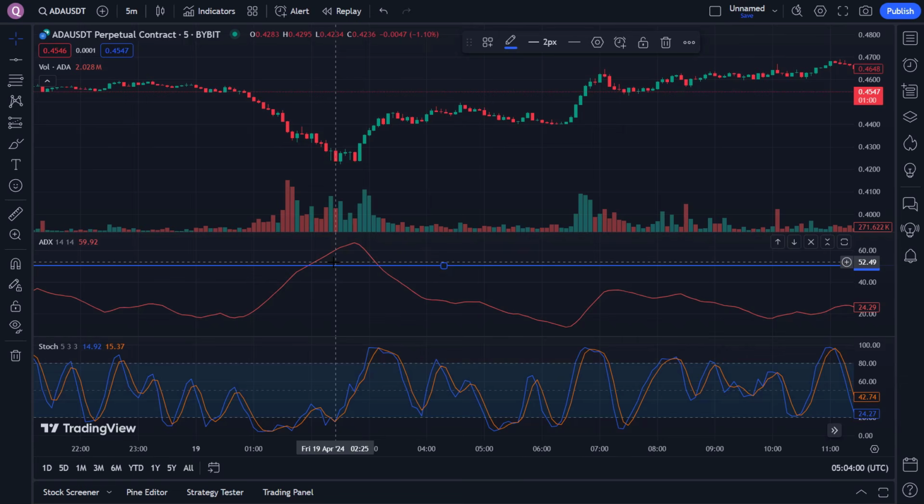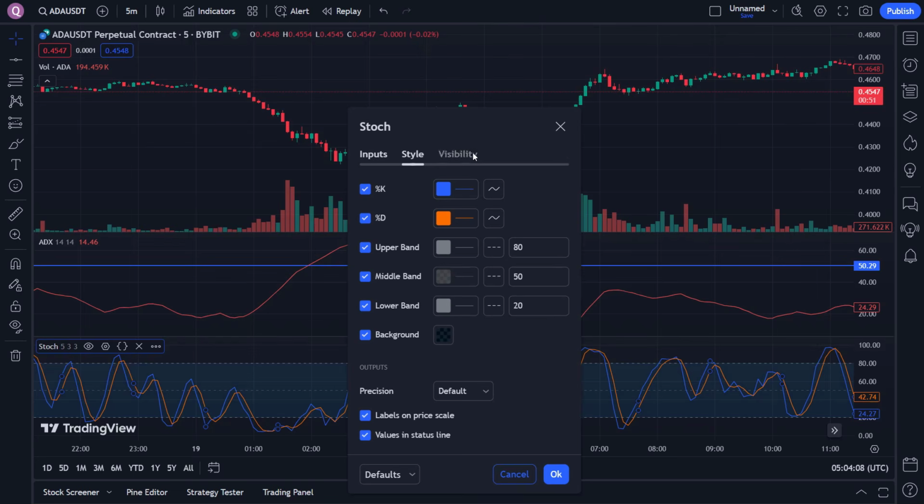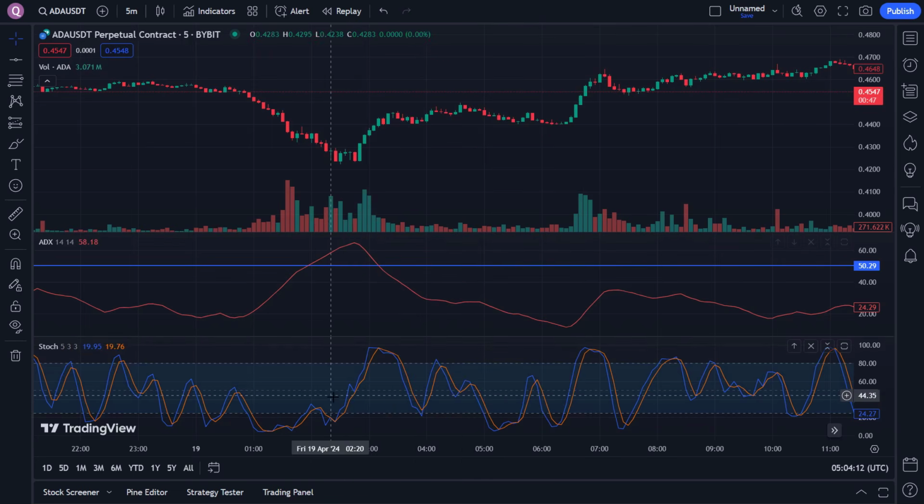Secondly, we need to observe the KD line of the stochastic indicator. Here we want the previous KD line to be below 25. The KD line is a measure of the speed and change of price movements, and a value below 25 suggests that the market is near oversold. This could indicate a potential price reversal, which is an opportunity for us to enter the market.